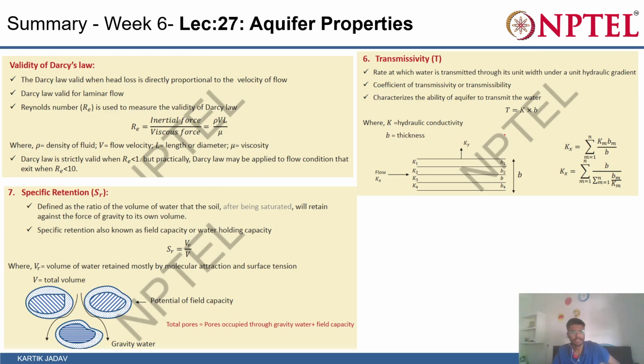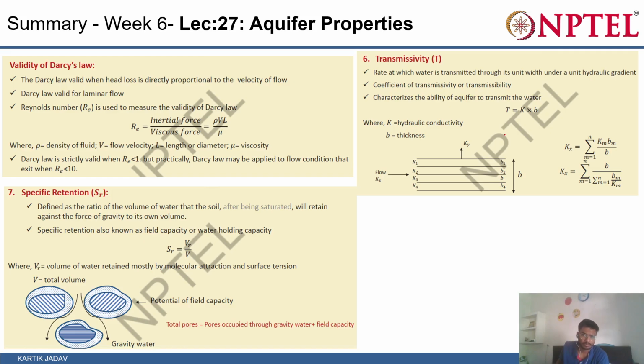Then the validity of Darcy's law. We have talked about Darcy's law, the fundamental equation in groundwater movement, and it is valid only for laminar flow. Laminar flow is defined by the Reynolds number, which is the ratio of inertia force to viscous force. It is strictly valid when the Reynolds number is less than 1, and in general we can also accept it if it is slightly higher.